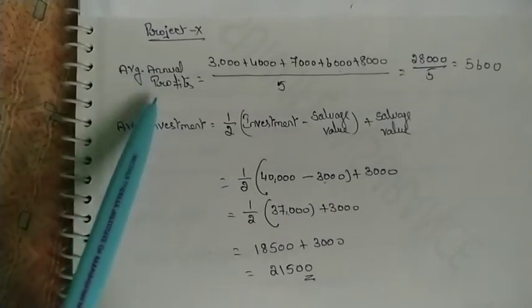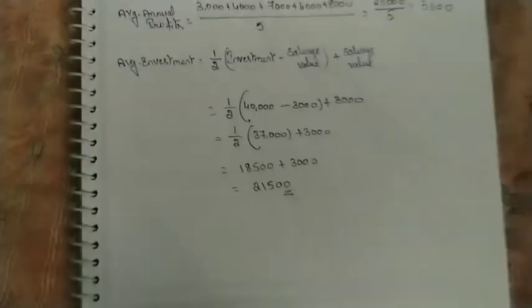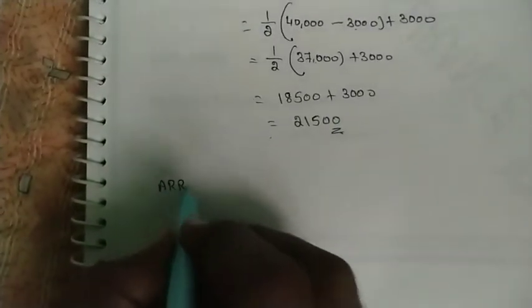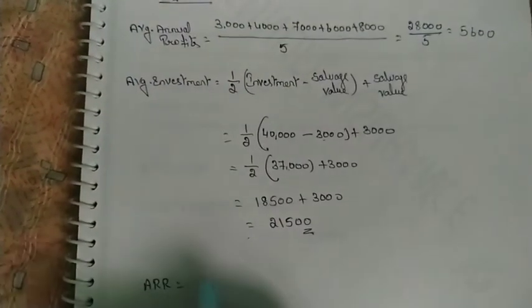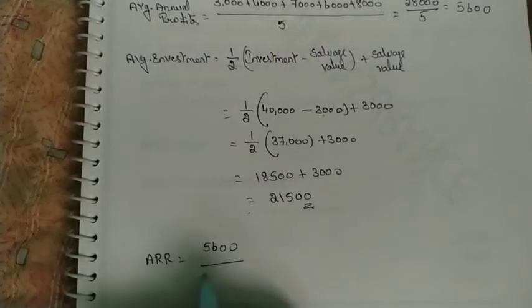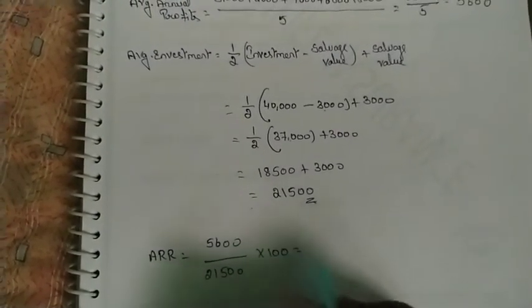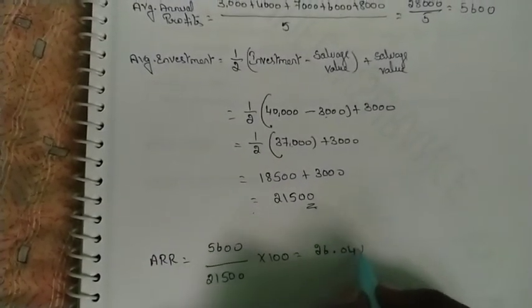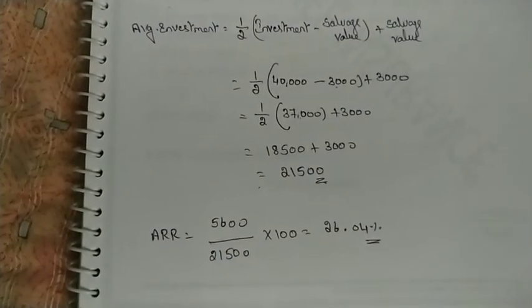Now you have got the average annual profits as well as the average investment for project X. Go for calculating the accounting rate of return. Average annual profits 5,600 divided by average investment 21,500, into 100. So it will be 26.04%. It is the accounting rate of return for project X.